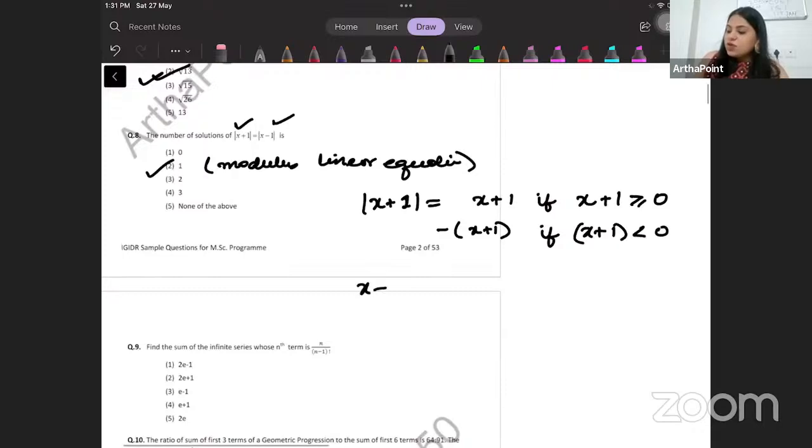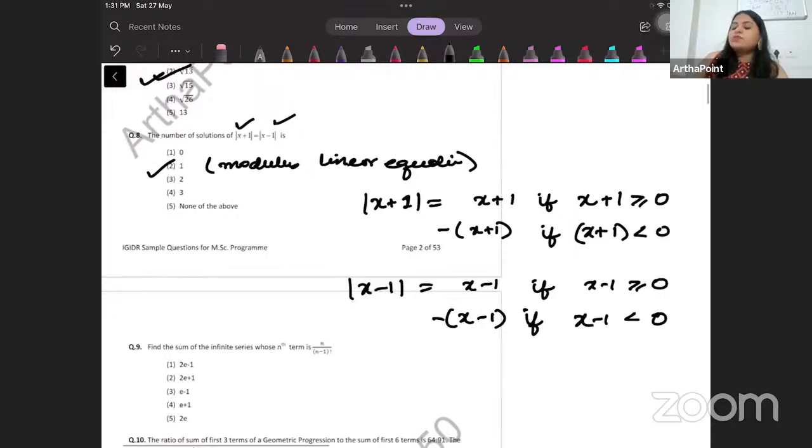And similarly you can open x minus 1. This will be x minus 1 if x minus 1 is greater than or equal to 0, and minus x minus 1 if x minus 1 is less than or equal to 0. This is how you can open it. Just try to solve these equations. There will be only one value of x that will satisfy these equations.